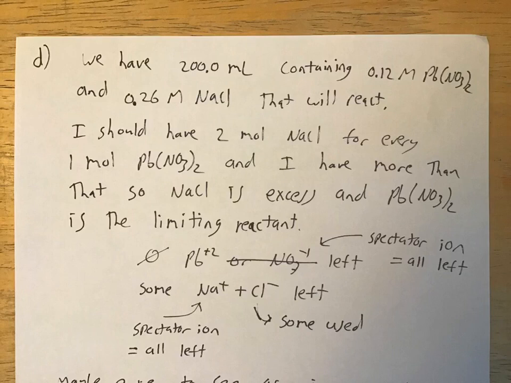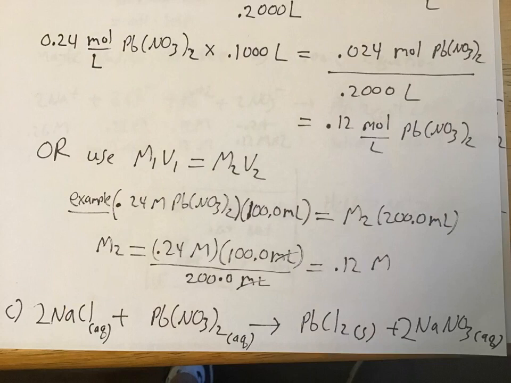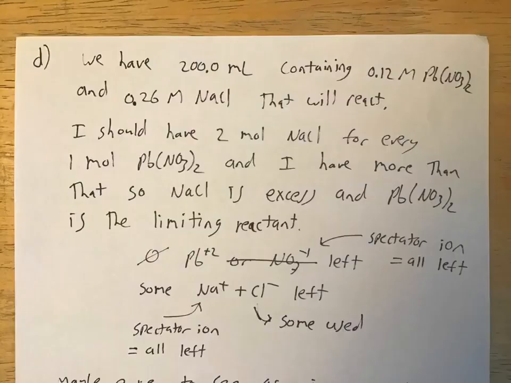So you can think through it. I tried to think through it with words first. We have 200 milliliters total. It contains 0.12 molar lead-2 nitrate and 0.26 molar sodium chloride that will react. So if I look at my balanced equation, I should have 2 moles of NaCl for every 1 mole of Pb(NO3)2 from the coefficients. And I can just compare molarity since they're in the same solution, in the same volume.